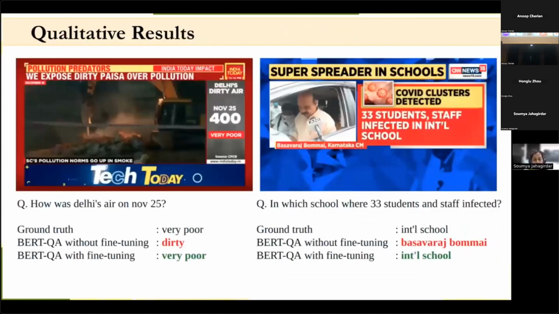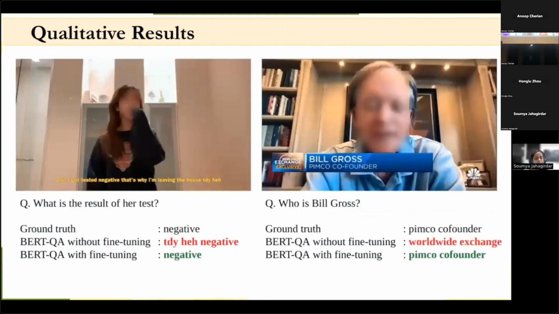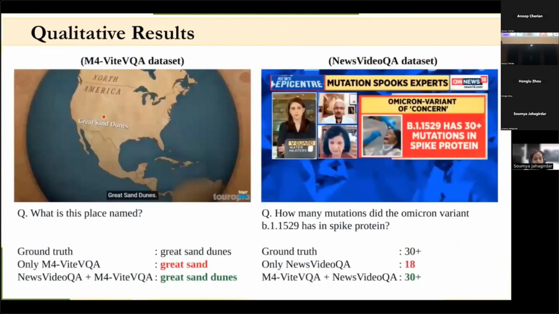Here we show some qualitative results. On News Video QA dataset, it can be seen that with fine-tuning, BERT-QA can obtain the correct answer if it is present in the context. Here we show some qualitative results on M4 Byte VQA dataset. Here we show some results after out-of-domain training. It can be seen that by training the model only on source data, it was unable to obtain the correct answers. But by continued training on the target data, the BERT-QA model can obtain the desired output.